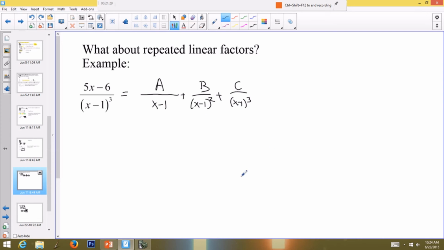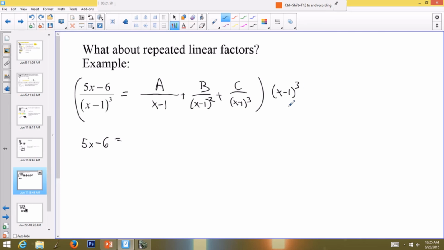I may not have all of them. I may have x minus 1 and x minus 1 to the third. But if I have repeated linear factors, I have to have one for each power of that repeated linear factor. So again, I'm going to multiply this whole thing right here by x minus 1 to the third. And when I do that, the x minus 1 to the third here and x minus 1 to the third here cancel out. I'm left with x minus 6.